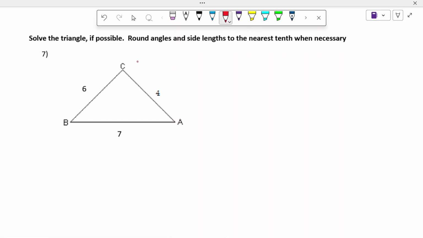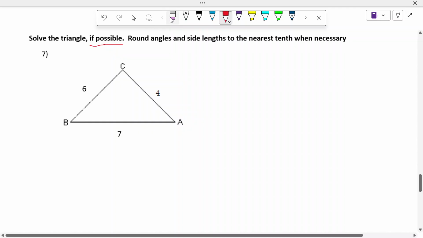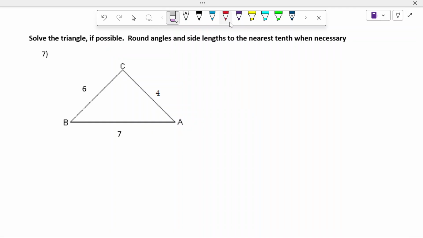All right, so this problem says to solve the triangle if possible. I wonder what that means. I guess there could be no solution, but we'll see. This one has a solution. But it says to round angles and side lengths to the nearest tenth when necessary.